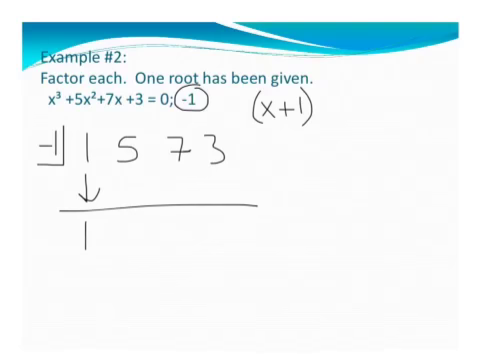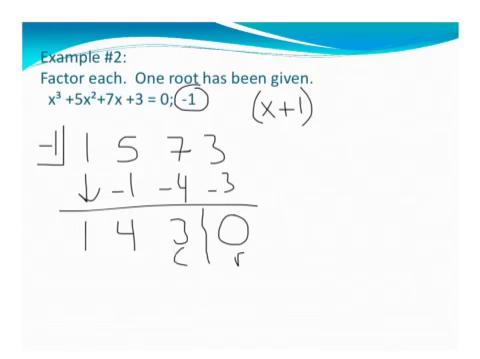So I bring down the 1. Negative 1 times 1 is negative 1. 5 plus negative 1 is 4. Negative 1 times 4 is negative 4. 7 plus negative 4 is 3. Negative 1 times 3 is negative 3. And I add those together and I get 0, a remainder of 0.